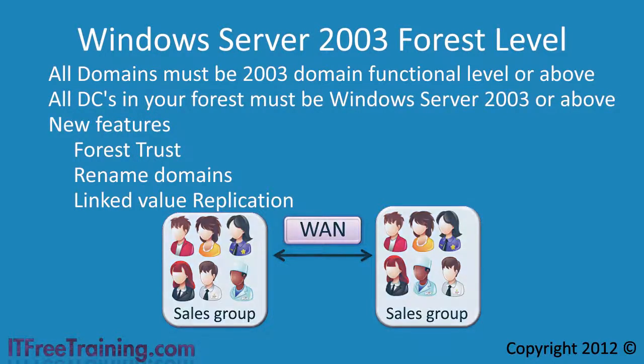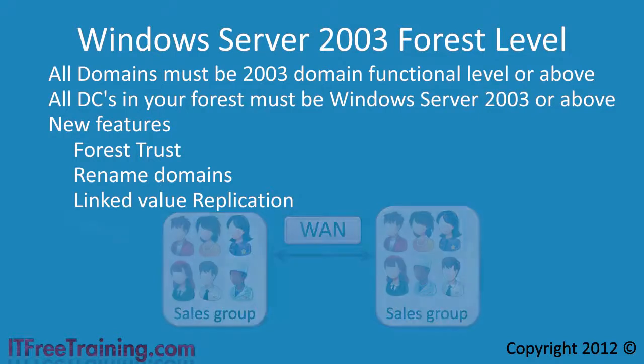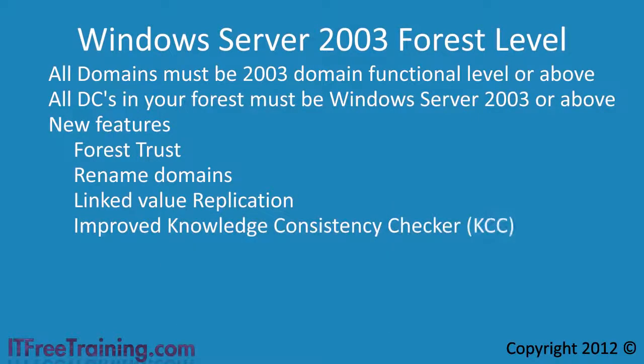The fourth feature of the Windows Server 2003 forest level is an improved Knowledge Consistency Checker. I will cover this in more detail later in the course, but for the present you need to know that the job of the Knowledge Consistency Checker, or KCC, is to create links that allow multiple site replication over WAN links to occur. The KCC in Windows Server 2003 has been improved, so it is better at handling large Active Directory deployments over more sites.